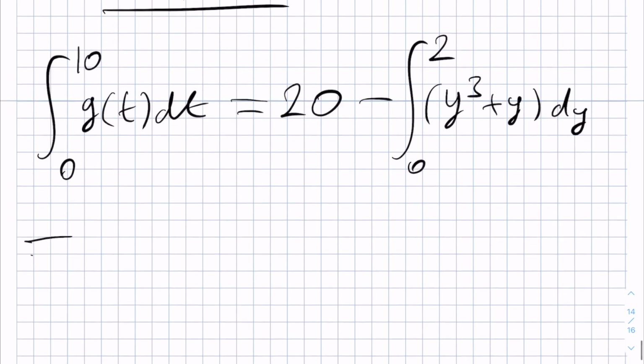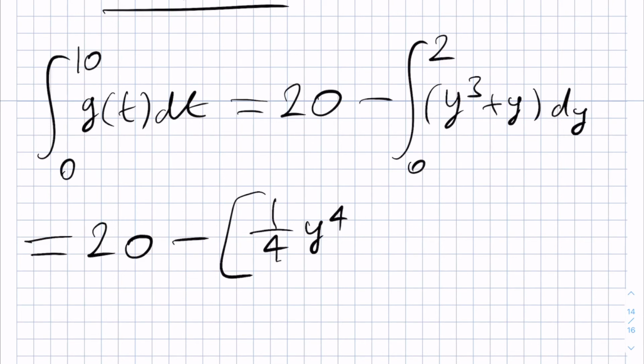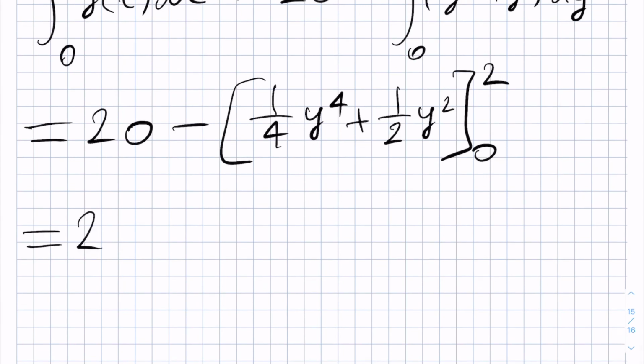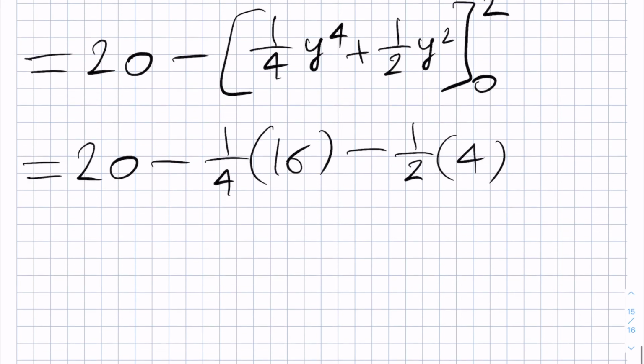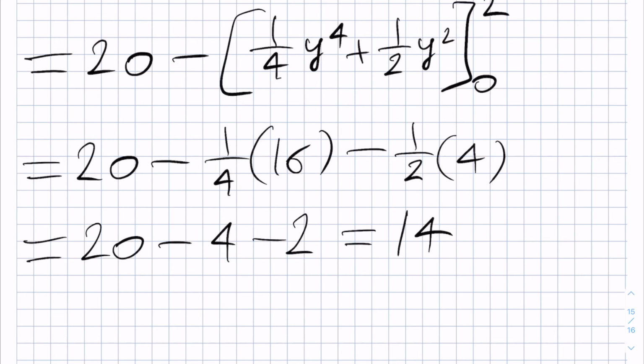So we have 20 minus, and then we have a quarter y to the 4 plus a half y squared between 0 and 2. And this gives us 20 minus a quarter times 2 to the 4, which is 16, minus a half times 2 squared, which is 4. And so we have 20 minus 4 minus 2, which is 14.